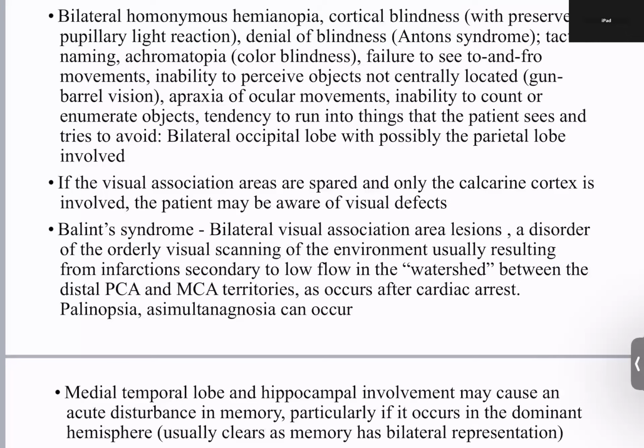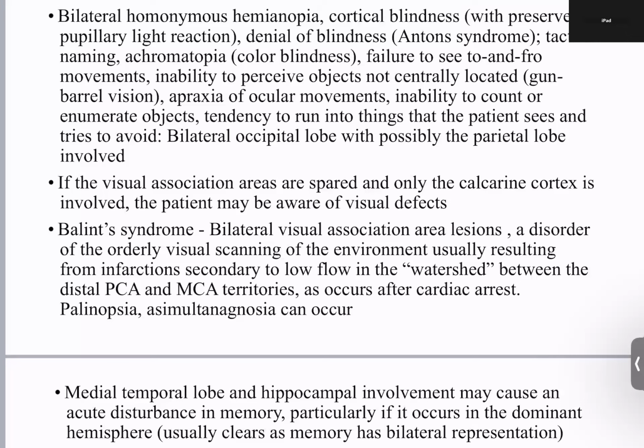There's a separate entity called lobar function tests. For example, one of the occipital lobar function tests is the ability to count objects. They may be able to see the object, but they may not be able to count. They may be able to see the object, but not differentiate the to and fro movement. All these are problems with the occipital lobe. A few named syndromes are there. We are not going into the details, but just know that there are some tests for the parietal lobe and some tests for the occipital lobe. If tested, we can find out there's a lobar stroke. Okay, we'll continue.